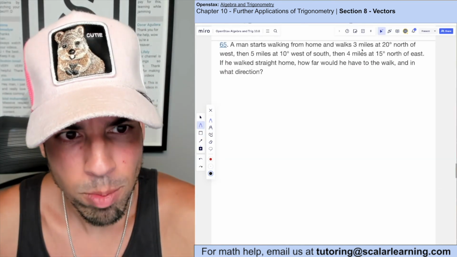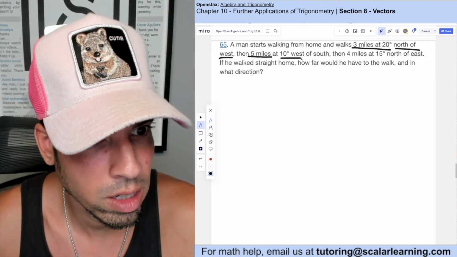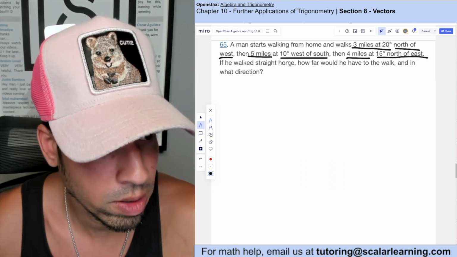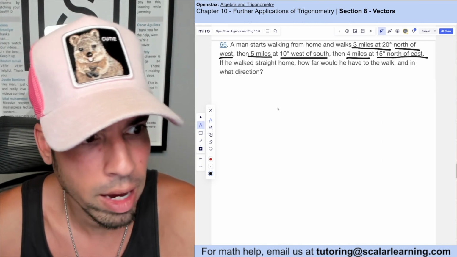A man starts walking from home and walks 3 miles at 20 degrees north of west, 5 miles at 10 degrees west of south, and then 4 miles at 15 degrees north of east. If he walked straight home, how far would he have to walk, and in what direction?